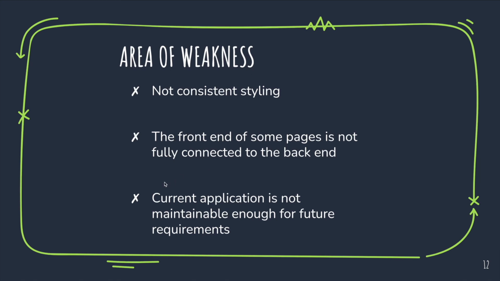Second, the front end of some pages is not fully connected to the backend. Because the backend needs to process a lot of data, there are still some functions that have not been successfully connected with the backend. Finally, the current application is not maintainable enough for future requirements. We will focus on improving the maintainability of the system and making up for other weaknesses in future sprints.